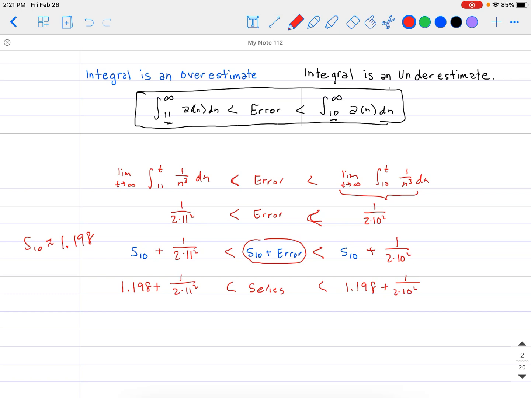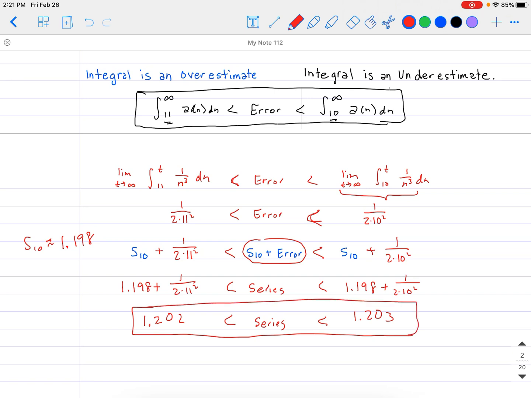Let's see. This is going to be 1.202, solved for ahead of time. And then the other one is going to be 1.203 in this case. So your series, if you were to use 10 terms to estimate what it's going to be equal to, is going to be somewhere bounded between 1.202 and also 1.203, which is actually pretty good for the most part.